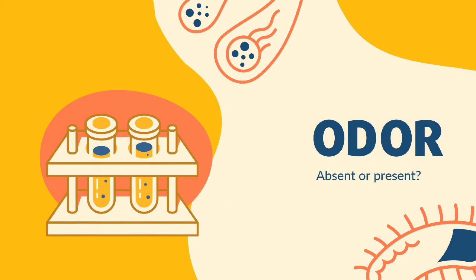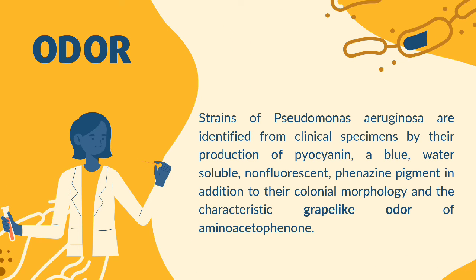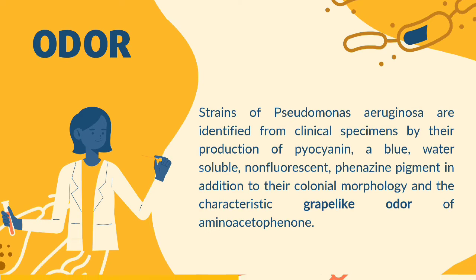Odor. Is odor absent or resembling something? In an ordinary medium like nutrient agar, P. aeruginosa produces a characteristic grape-like odor of aminoacetophenol. Being a non-fermenter, the bacterium is also associated with acid production in culture rather than gas.